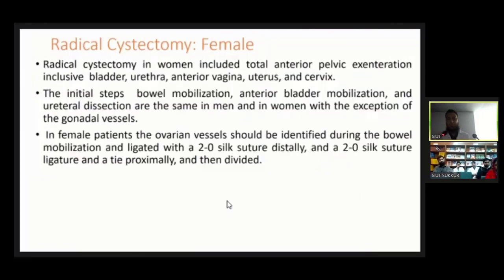In female, the radical cystectomy is an anterior pelvic exenteration, removing the bladder, urethra, anterior vagina, uterus, and cervix. The initial steps are the same as in male: the mobilization of the bowel and the anterior bladder and uterine dissection. The ovarian vessels should be identified during the bowel mobilization and ligated with silk suture proximally and distally, and then divided.